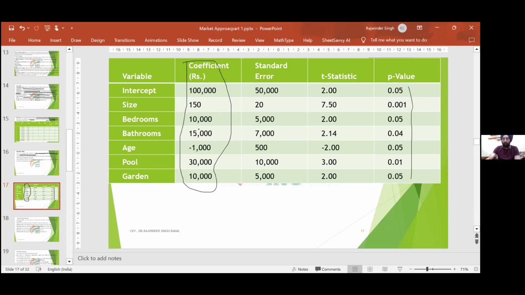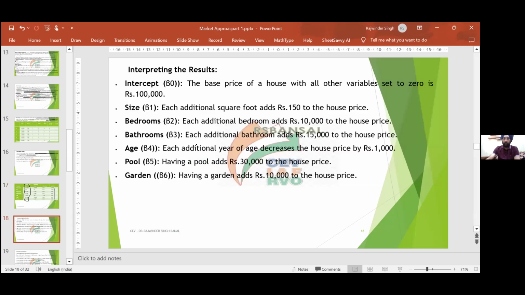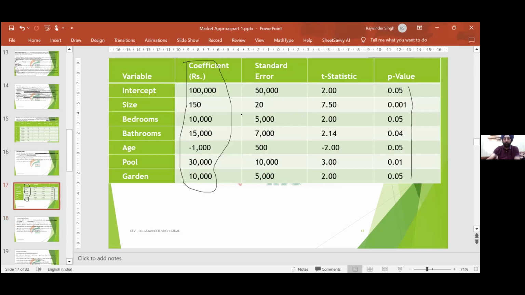So by using these coefficients, you can find out the value of the property. The intercept, your B0, means the base price of a house with all other variables set to 0, which is 1 lakh. B0 is the price of the property with all other variables put at zero. This is the per unit price. Okay, it is 1 lakh. B1: each additional square foot adds 150.